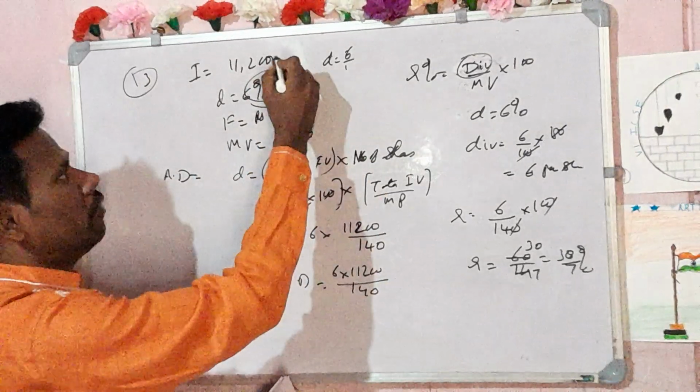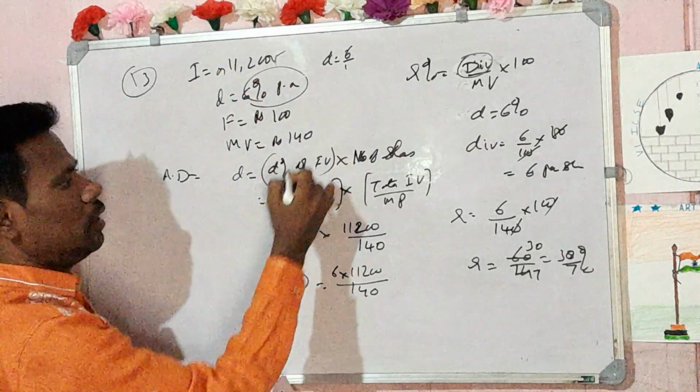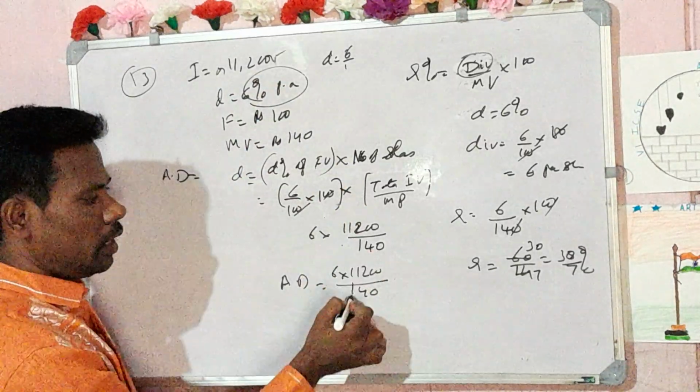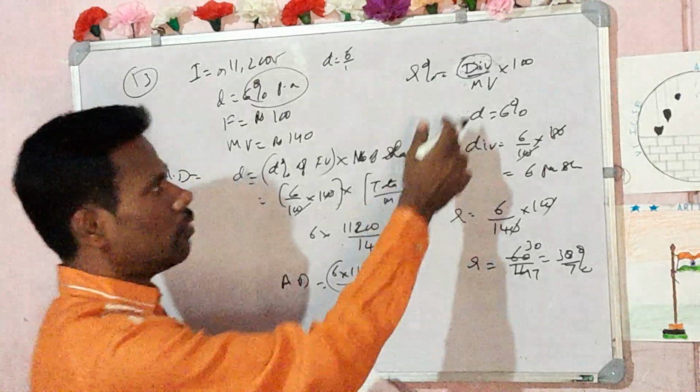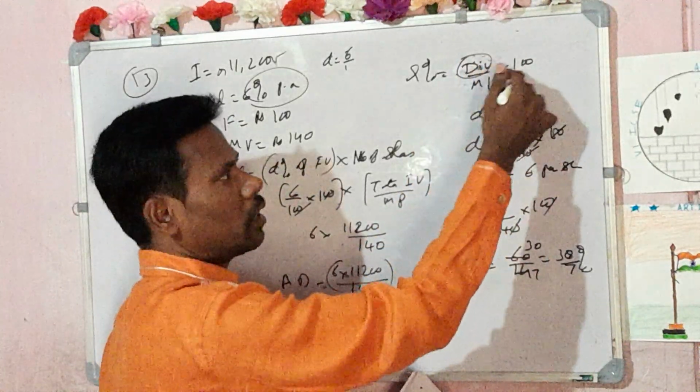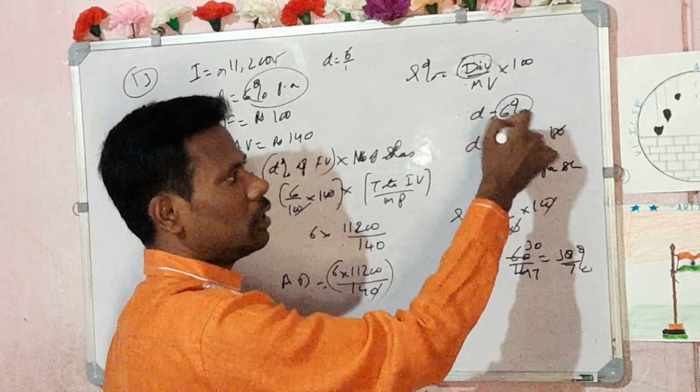So simple, investment given is rupees 11,200. This dividend percent, apply that formula, you will get the answer. Some calculations you do by yourself. Rate percentage is dividend by market value into 100. That is nothing but 6.